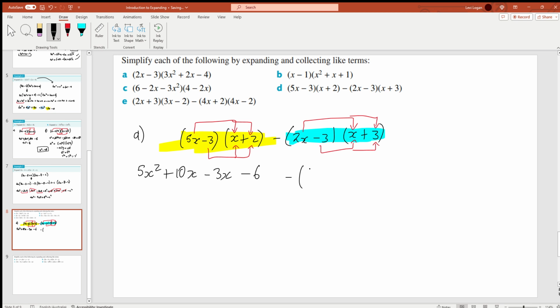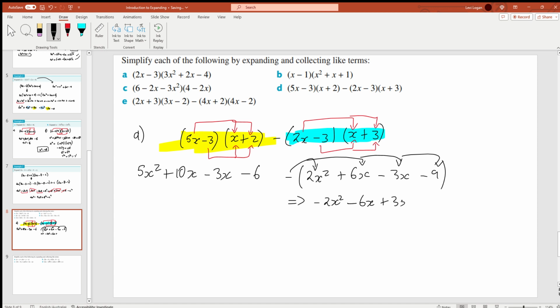So 2x times x is going to be 2x squared. 2x times 3 is positive 6x. Minus 3 times x is going to be minus 3x, and then minus 3 times 3 is minus 9. Now I'm going to distribute the negative to every single term here. In other words, I'm just going to flip the sign. So this is going to be minus 2x squared minus 6x, positive 3x, and positive 9. So in other words, this is what we have: 5x squared plus 10x minus 3x minus 6 minus 2x squared minus 6x plus 3x plus 9.